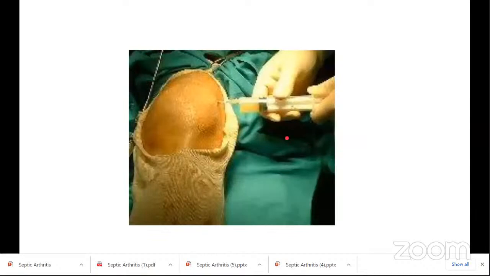Yeah, this is one I wanted to show you. Generally, it is the superolateral aspect where you aspirate with a wide bore needle. And that is very, very important because the fluid is thick, turbid. A 20 gauge needle, 22 will not help. You have to use at least an 18 gauge needle where you can aspirate a very thick fluid, depending upon when the patient presents.